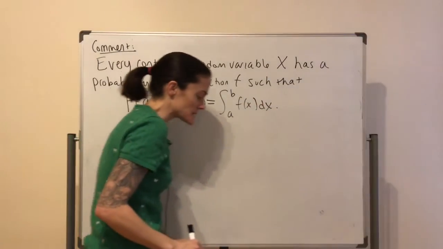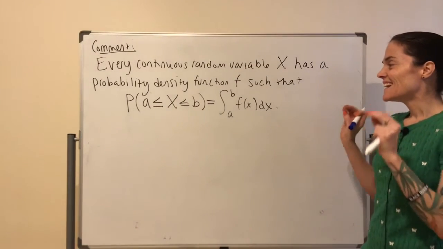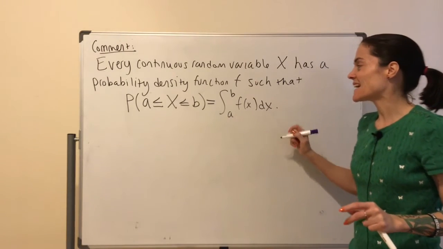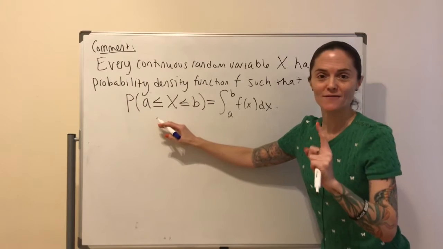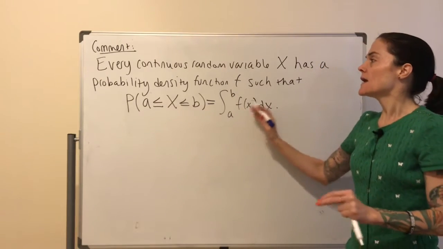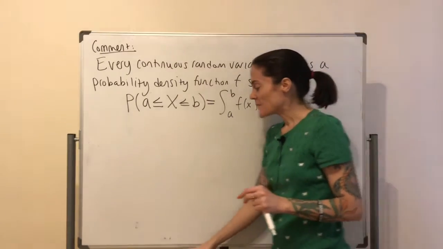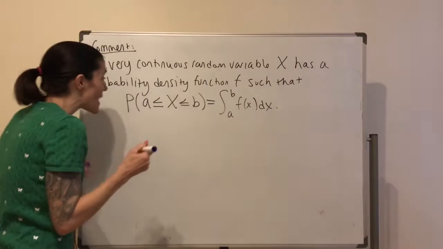And this is, we integrate to calculate probabilities. That's what this is saying: if you want to calculate a probability for a continuous random variable, you integrate its probability density function. Okay, well, let me define this for you.